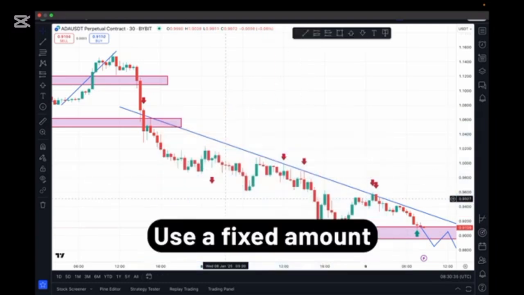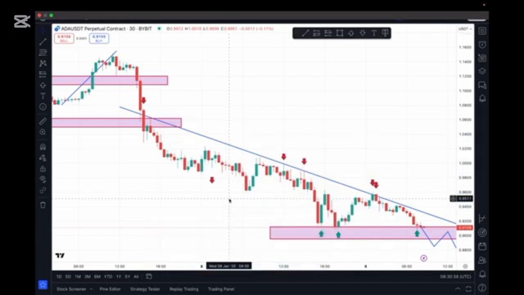So let me delete this. So the second way is to use a fixed amount. A fixed amount is how much you are willing to lose. In your mind, you must have an amount you are willing to lose and an amount you are willing to make. For example, I want to enter a trade with $1,000. I can say, okay, I want to make $500 while I'm willing to lose, let's say, $100, $200, or $300.